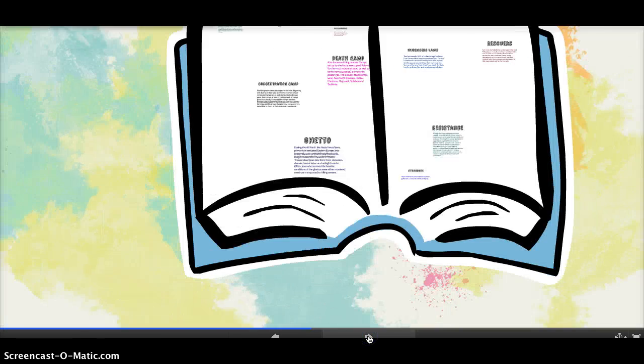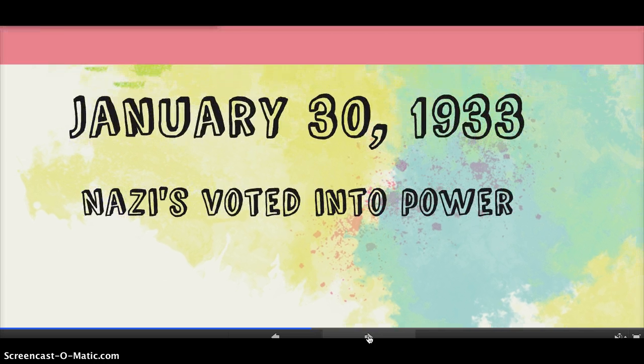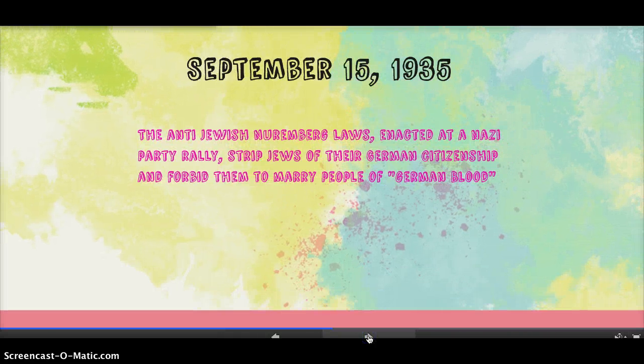Now we're going to move on to the timeline of events. January 30th, 1933, the Nazis were voted into power. September 15th, 1935, the anti-Jewish laws, the Nuremberg laws, which I talked about, were enacted at a Nazi pep rally, and in the easiest terms, they stripped Jews of their German citizenship and forbid them to marry people of German blood.